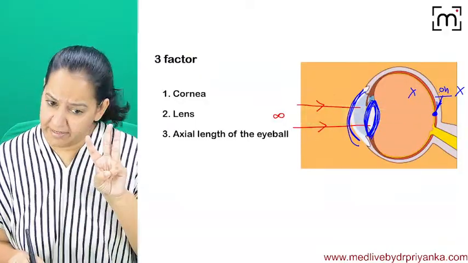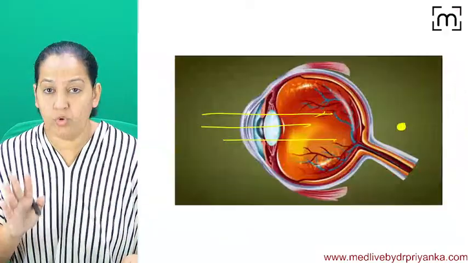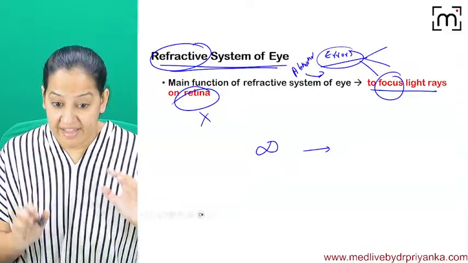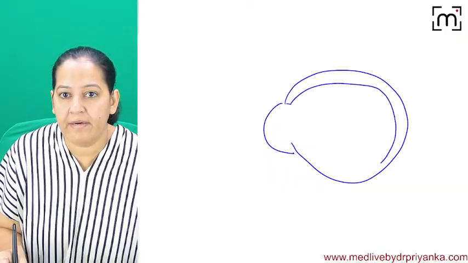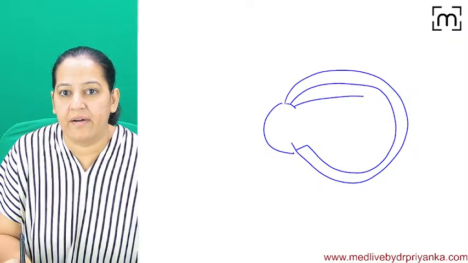So there are 3 main factors to do so. What we want is that when parallel rays are coming from infinity, this is the cornea, this is the sclera, the outer layer. This is the choroid, the middle layer, and this is the retina, the innermost layer.